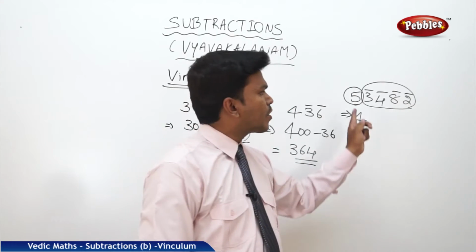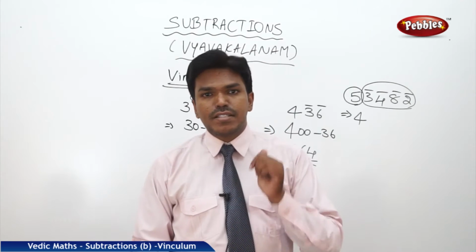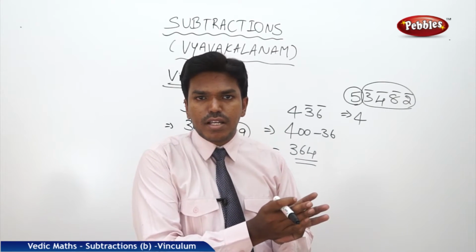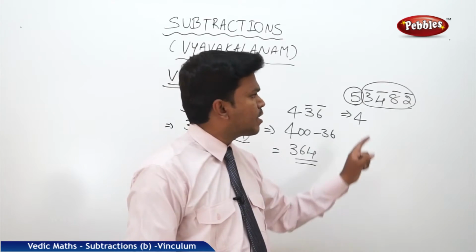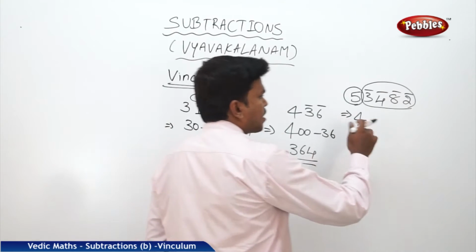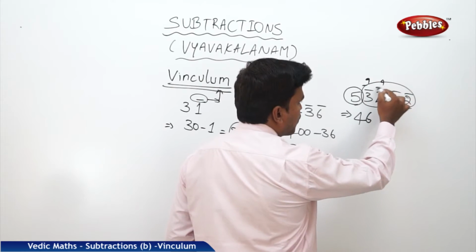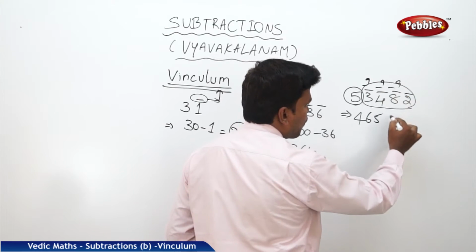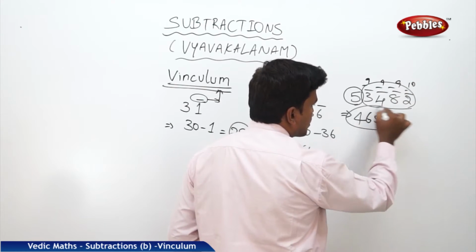That means you have to convert these into normal numbers by applying the sutra we just discussed, Nikhilam Navatashcaramam Dashatah: all from 9, last from 10. So apply all from 9, last from 10: 9 minus 3 is 6, 9 minus 4 is 5, 9 minus 8 is 1, but last from 10 exactly, so 10 minus 2 is 8. This is your answer.